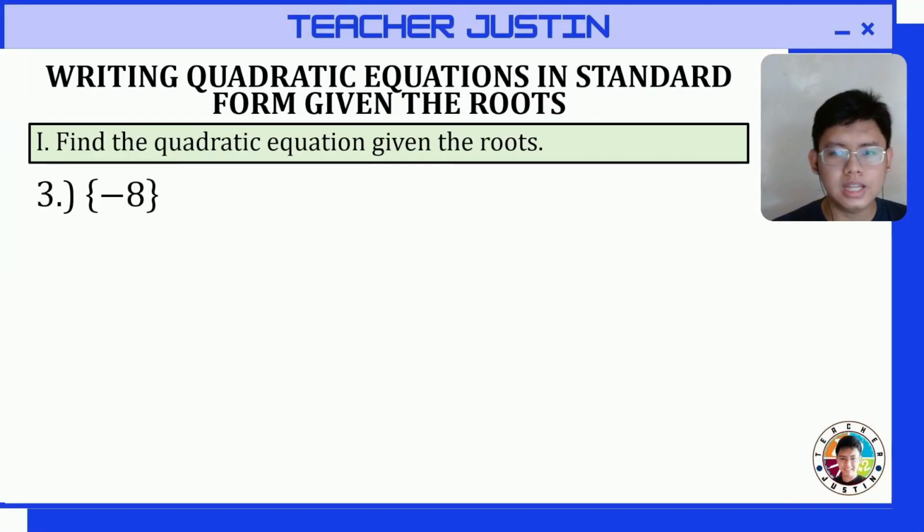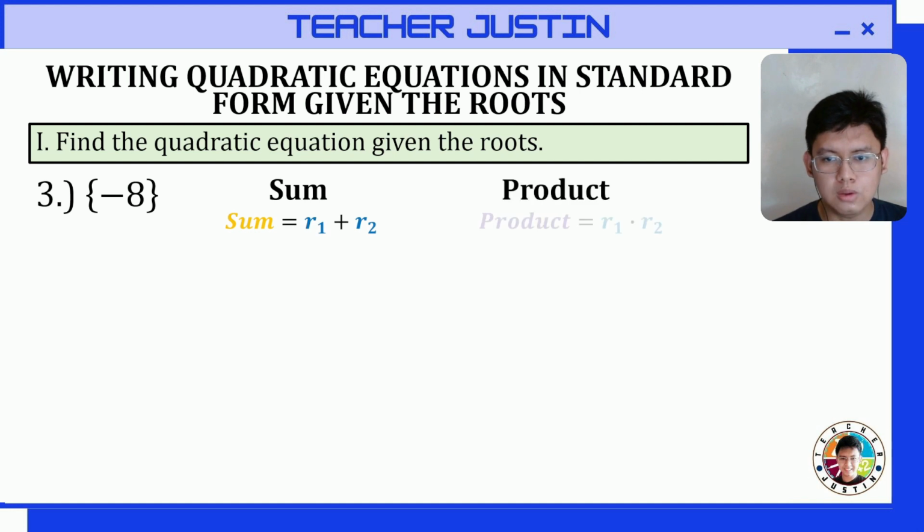Alright. Let's find the quadratic equation of this given roots, which is negative 8. Now, since we have a single root here, always remember, in a quadratic equation, meron tayong dalawang roots. So, this negative 8 will just give us 2 negative 8s. Okay, so, let's write this in quadratic equation. So, kunin natin yung sum nila and yung product nila.